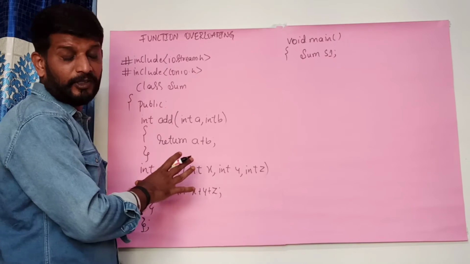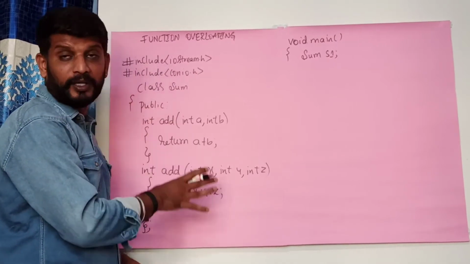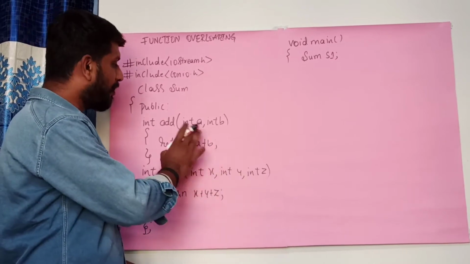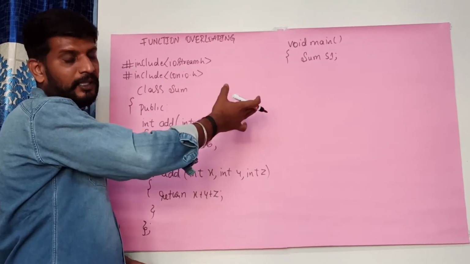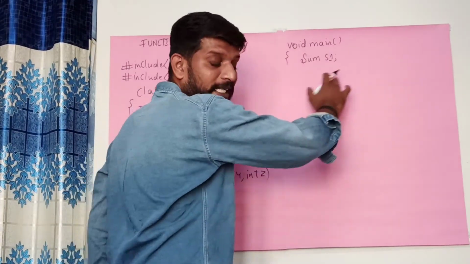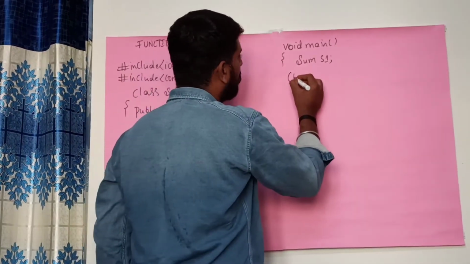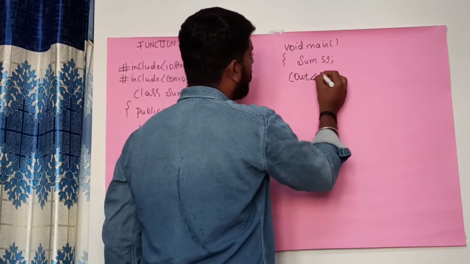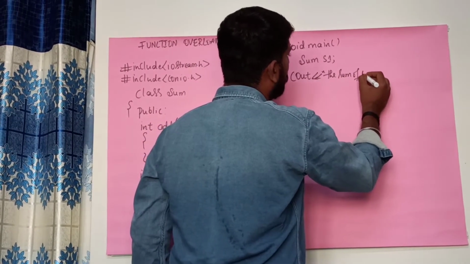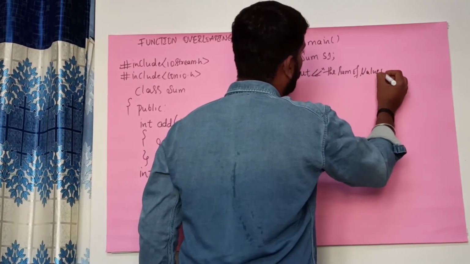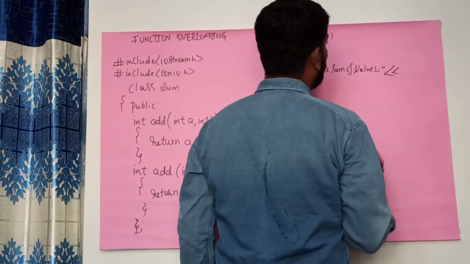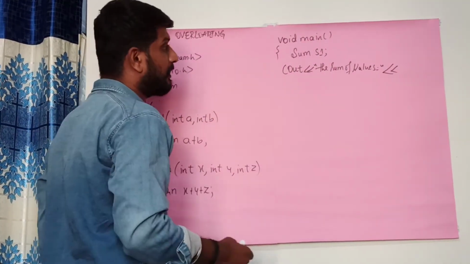But in this case, you can observe in this particular program, I have not written any output function over here. Directly, this function will just return the value, but I have not written any output function. So I have to write the output statement over here only. So I will write the output statement, cout the sum of values is equal to, and I will call the first function.